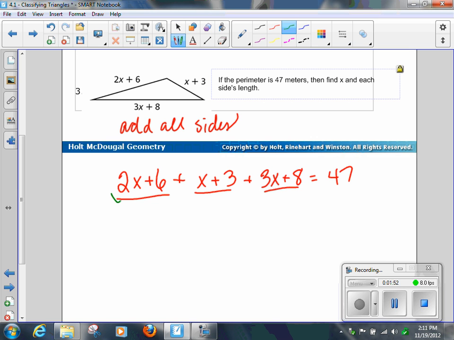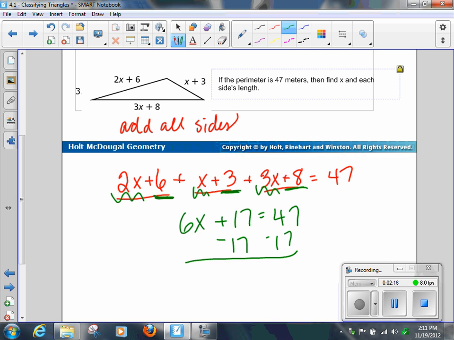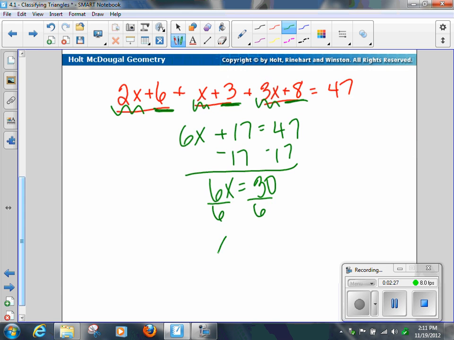If we combine like terms, what is 2x plus x plus 3x? It's 6x. 6 plus 3 plus 8, 17, good, which is equal to 47, right on? Then do what? Minus 17. You got 6x is equal to 30. Aha, it's going to work out nicely. And so x is going to be equal to how much? x is equal to 5.